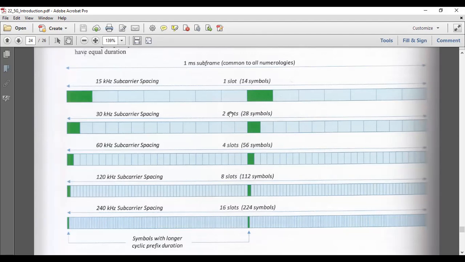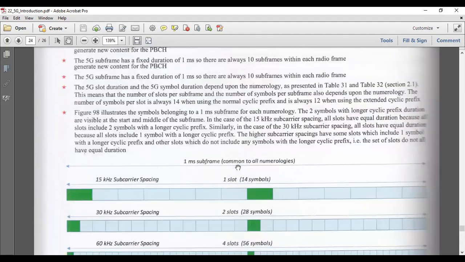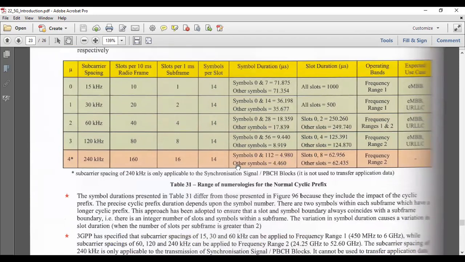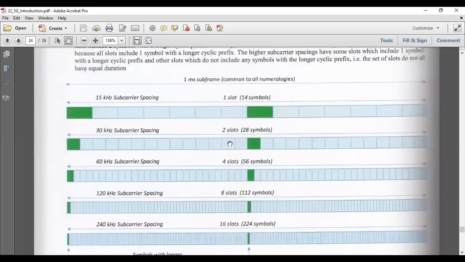So now you call slot different, and you don't call it subframe. Okay, now in 30 kilohertz, you have two slots in the subframe because now you have symbol periods as half. So two slots are used here, with still 14 symbols in every slot.